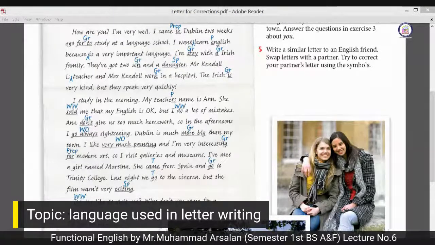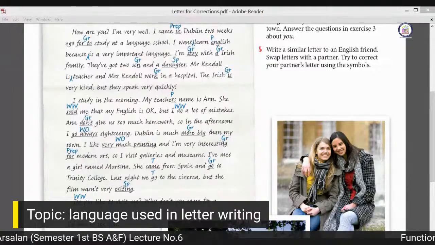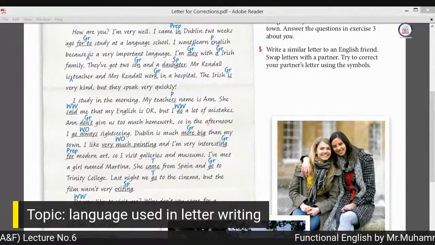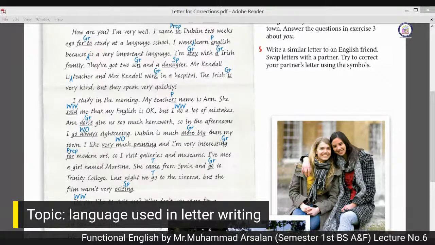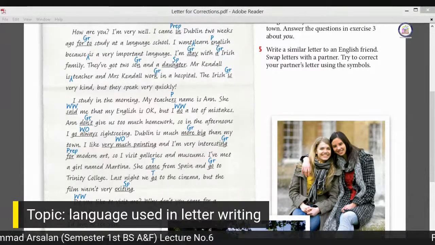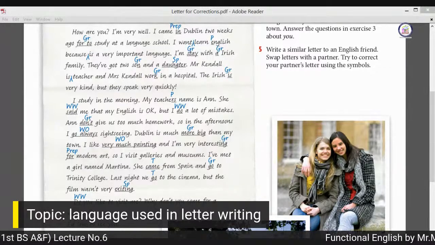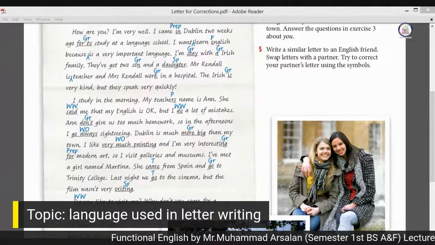Mohit is also here. So, Mohit, the task that I have assigned virtually is that the letter contains certain grammatical mistakes, and the mistakes are based on preposition, grammar, word order, wrong word, and punctuation.